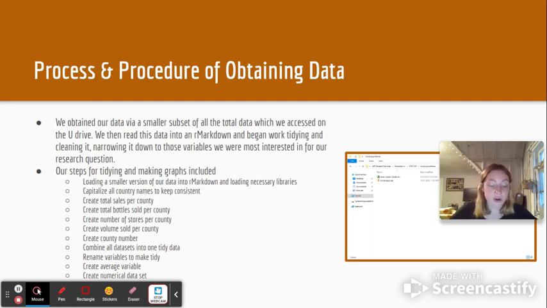And then we combined all these data sets into one tidy data set before renaming variables to make it tidy. Then we created an average variable and a numerical data set. And then we made pairs and made our graphs.